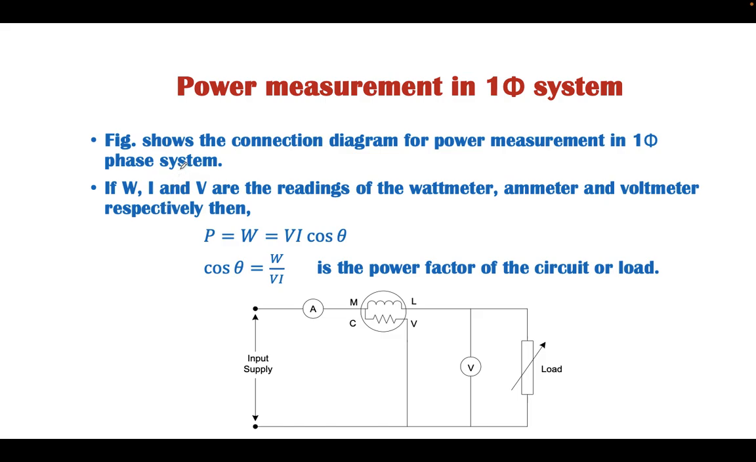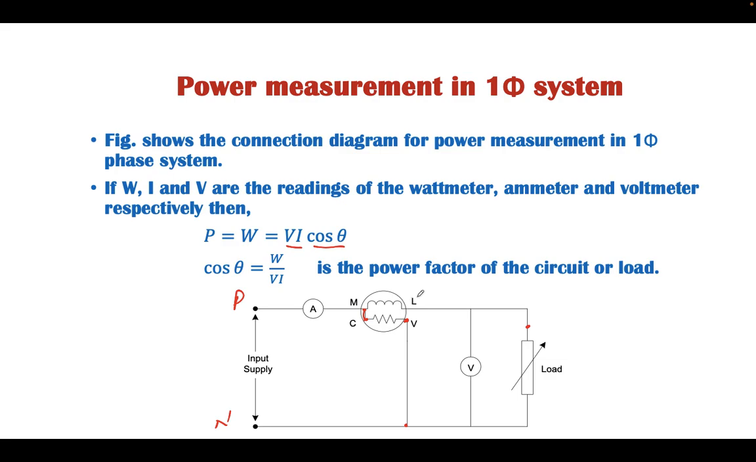Now, power measurement in single phase system. As we know, in a single phase system we have only two wires. One is known as phase, another is known as neutral. The wattmeter is connected in the supply side. The M terminal is connected with phase, L terminal is connected with load, C terminal is common with M, whereas V terminal is connected with the neutral wire of the circuit, and hence it will complete the circuit of the wattmeter. Then power measured by this wattmeter is given by W, which equals VI cos theta.